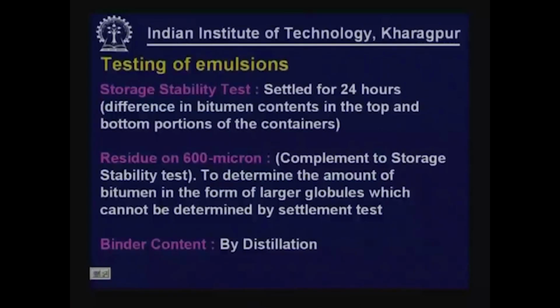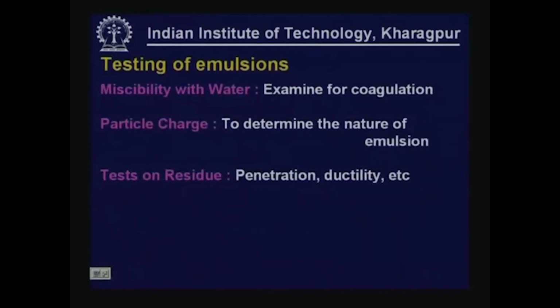We are also interested in finding out what is the proportion or percentage of bitumen in the emulsion, because that is what ultimately is going to be useful for us. So, this can be done by distillation, removing all the water and then finding out what is the remaining bitumen. We also conduct tests for examining for coagulation. When we add this with water, whether there is going to be any coagulation of emulsion, that is another test that we do, and whether a given emulsion is cationic or anionic, we can also determine it by conducting particle charge test. This is to determine the nature of emulsion.